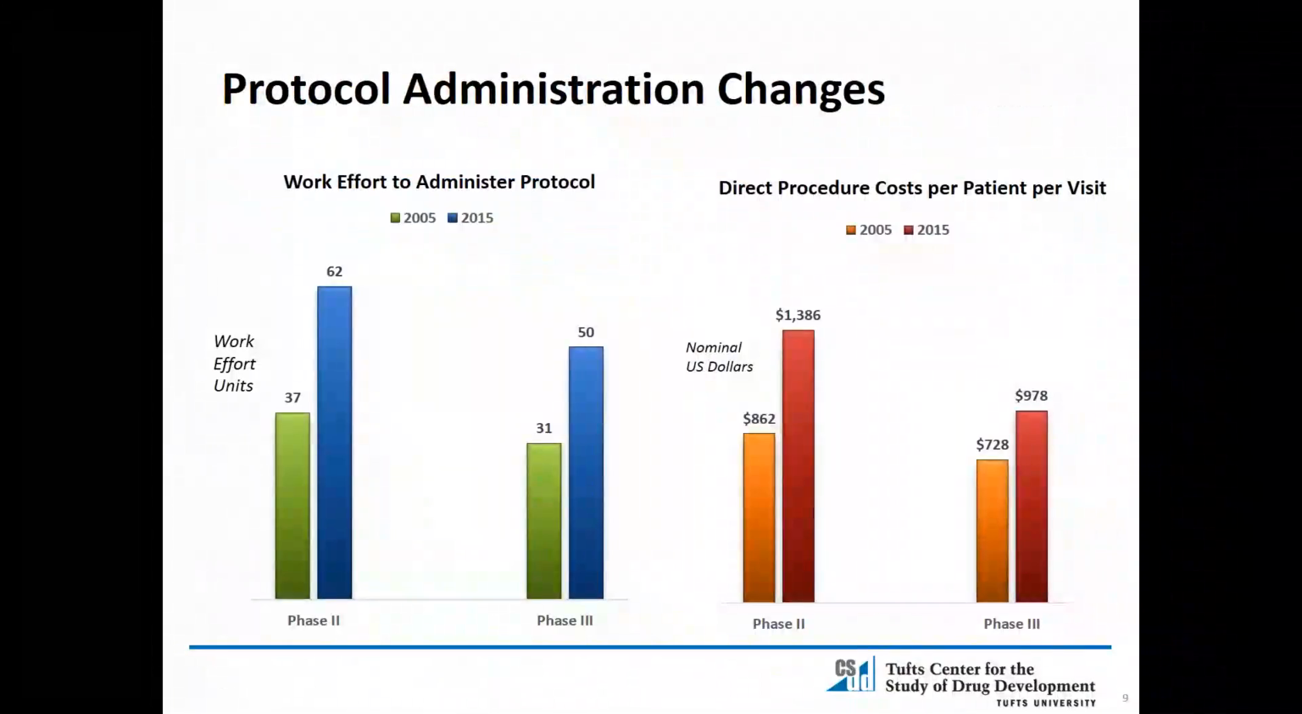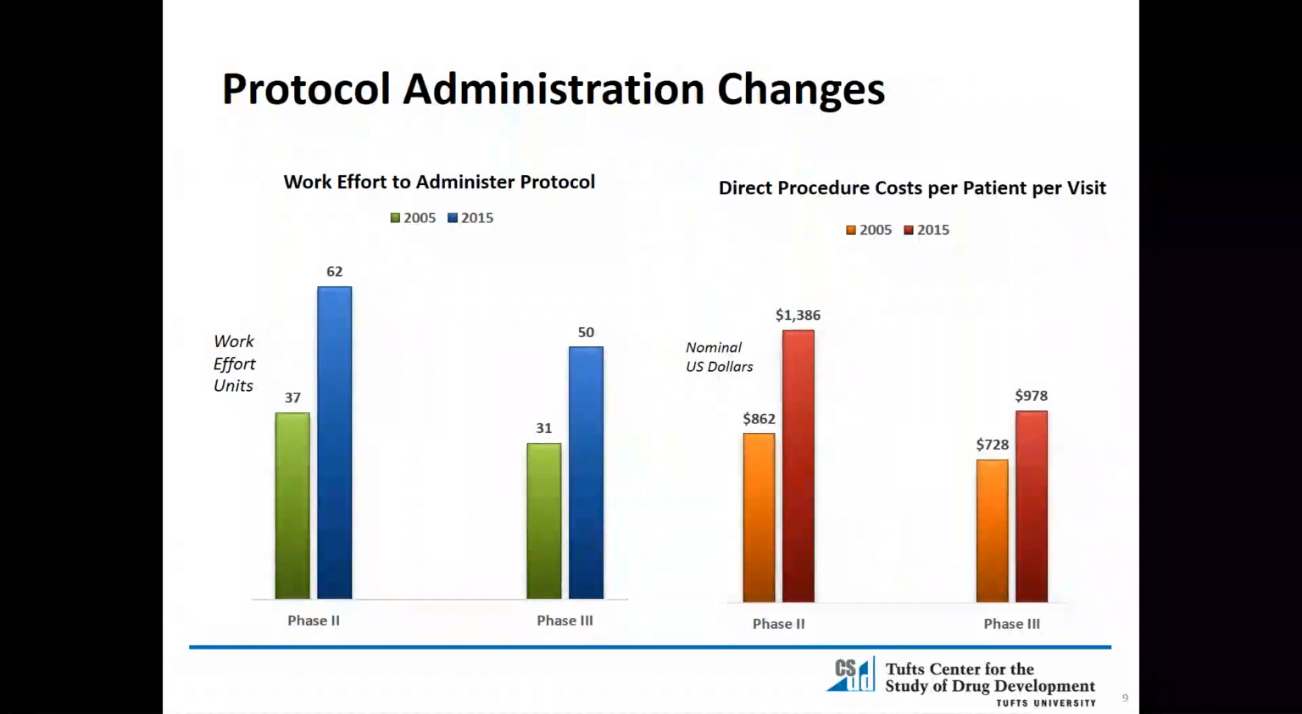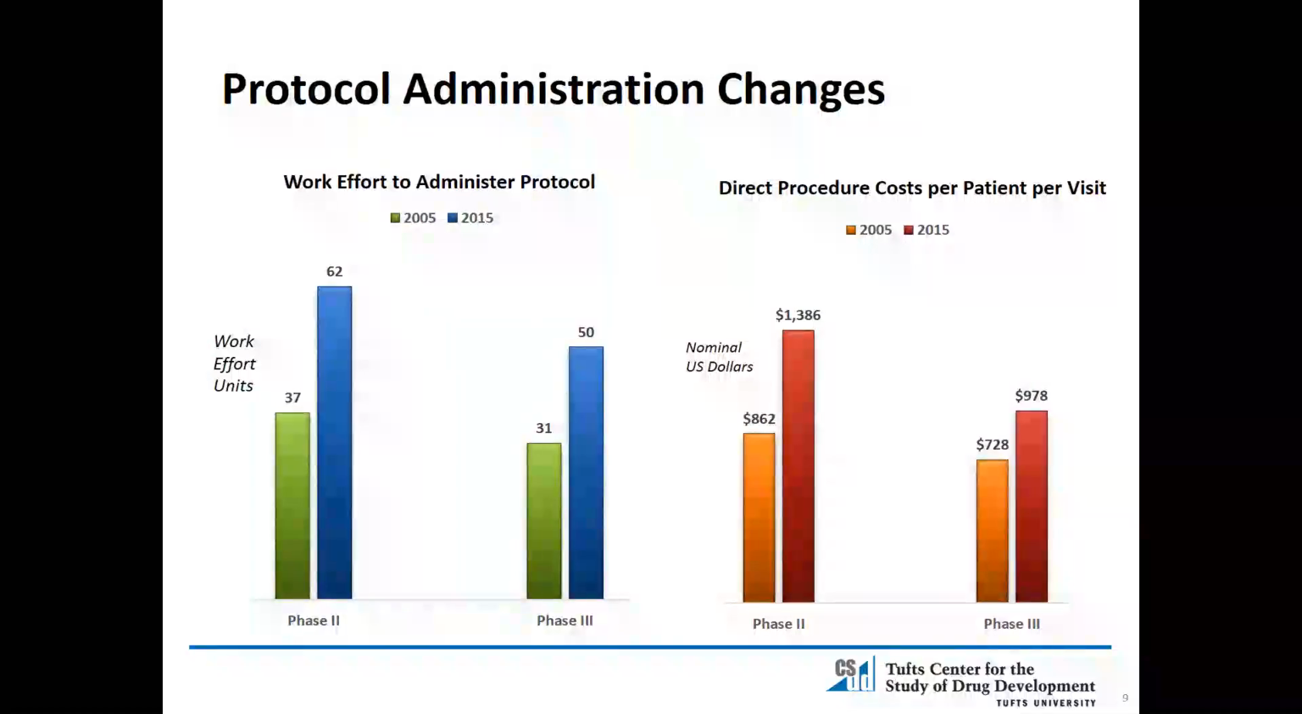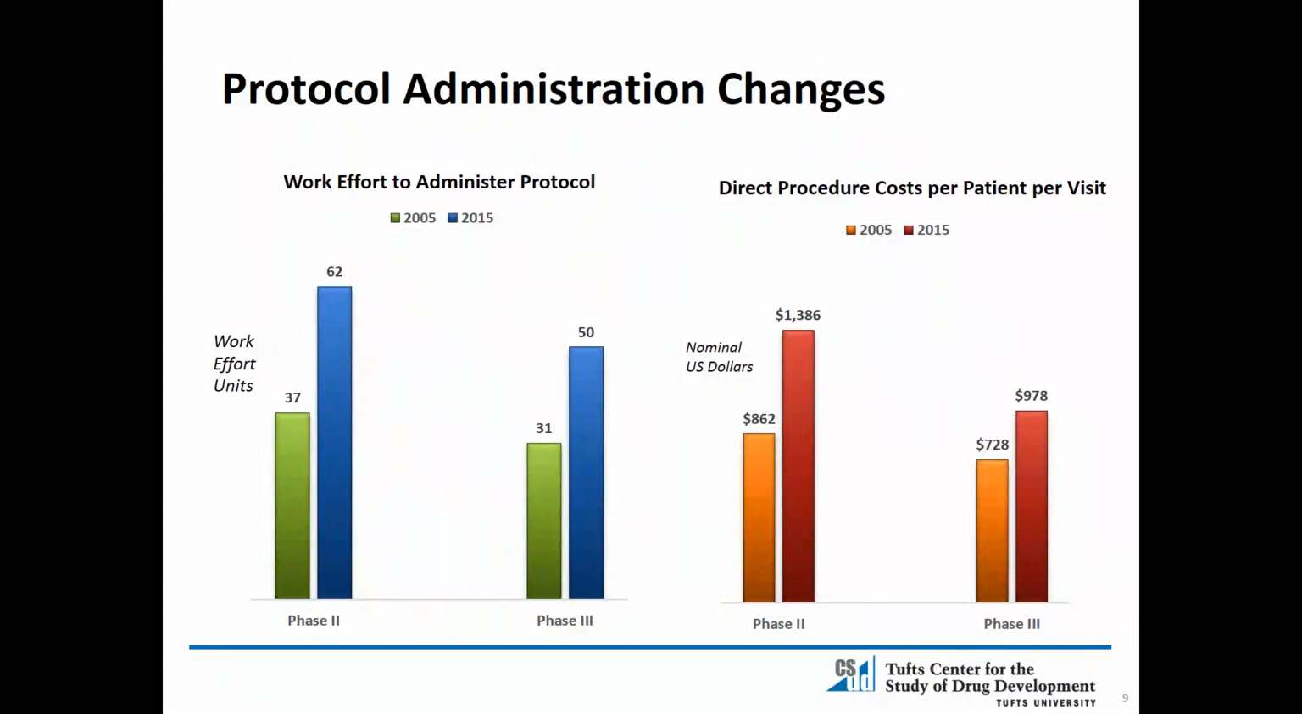A couple of other very interesting measures. On the left-hand side, you see a measure that we designed working with Medidata Solutions to articulate the work effort involved in administering each individual procedure. And this is tied to, and it's an adaptation of the Medicare relative value unit methodology that was designed to determine reimbursement rates. It takes into account the individual conducting the procedure and the amount of time that that procedure takes, and we've essentially mapped those relative value units across to clinical trial procedures.